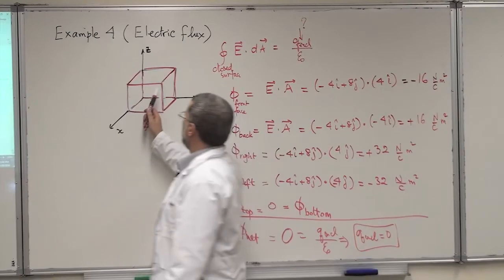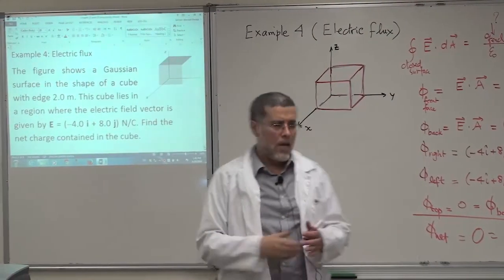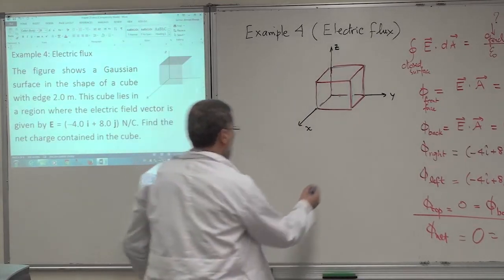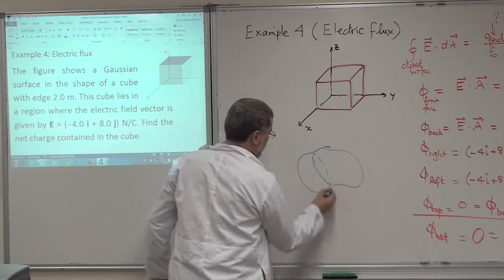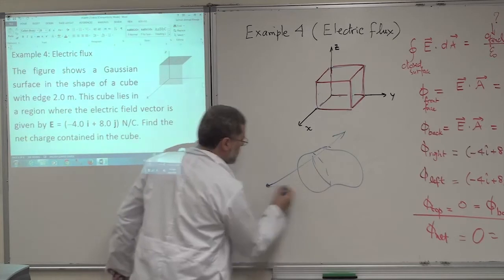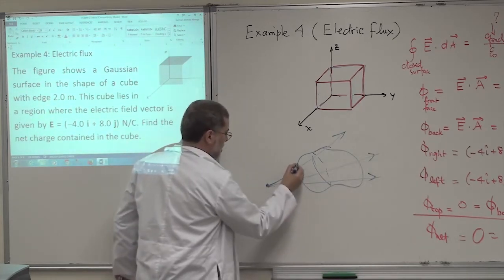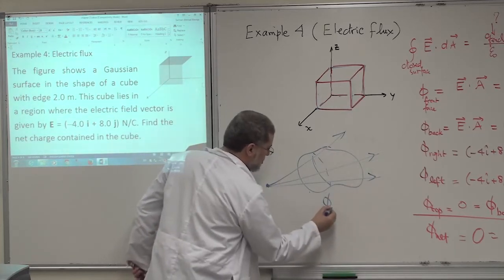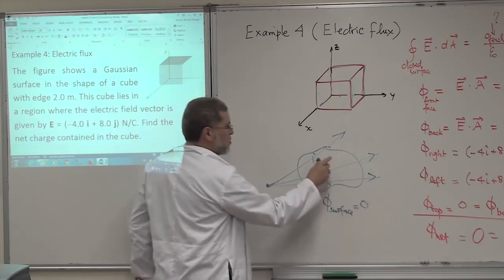This is a cube. There's no charge inside. The electric field here actually is coming from outside. And remember, we did this before. If you have any closed surface and a charge outside, and you have an electric field crossing the surface, the flux entering equals the flux leaving. The flux through the surface is equal to 0 because there's no charge enclosed.